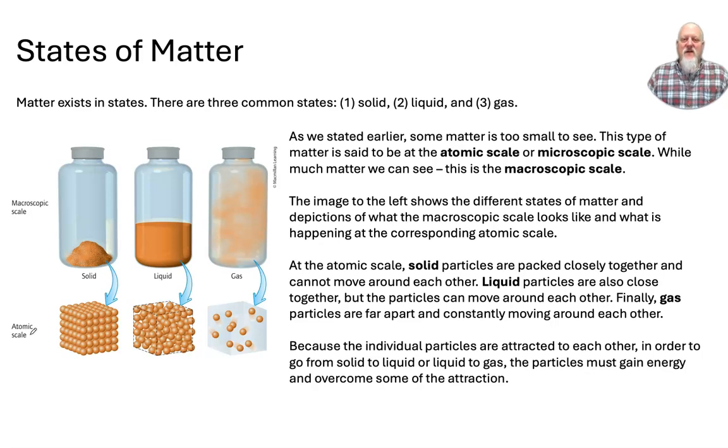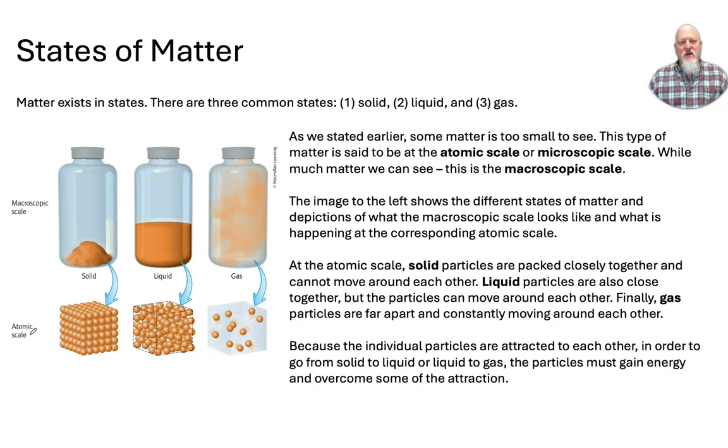So matter exists in 3 primary states: solid, liquid, and gas. Some matter is too small to see, and when it's at that level, we call that the microscopic scale. You need a microscope to see it. And stuff that we can see is at the macroscopic scale. Macro means large.